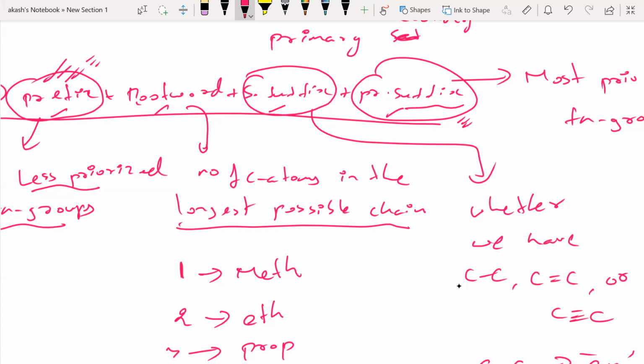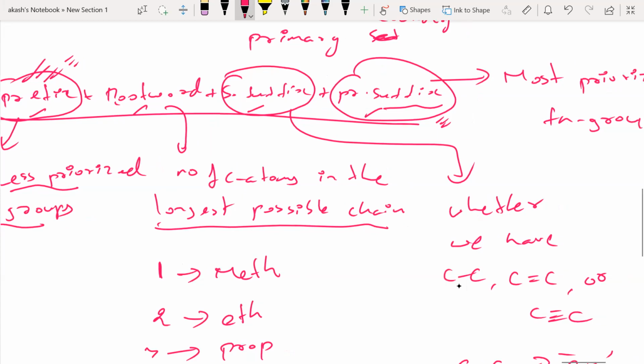Like for example, say if you have only C double bond Cs, then that is the most prioritized functional group. But what if you have C double bond C along with OH? In that case, you have to treat your C double bond C as prefix and your OH as primary suffix. Hope you understand what I'm trying to say. So the same functional group can have prefix, can have suffix, depending on what compound you are talking about.